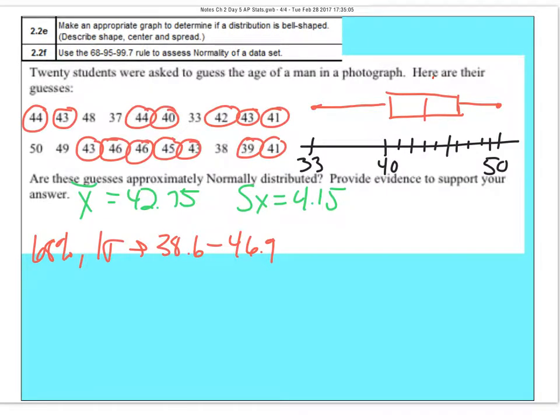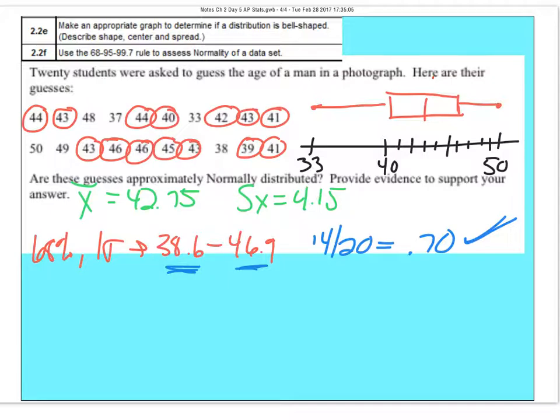Now if you do that, I'm going to roughly look at the values from 39 to 46 because of our rounding. So 39 to 46, I circled all of the values that fall between 39 and 46. And out of here there's 14. So 14 out of 20 of them, and that actually gives me 70%. So for the first criterion, about 68%, it's darn close. So I like the one standard deviation.